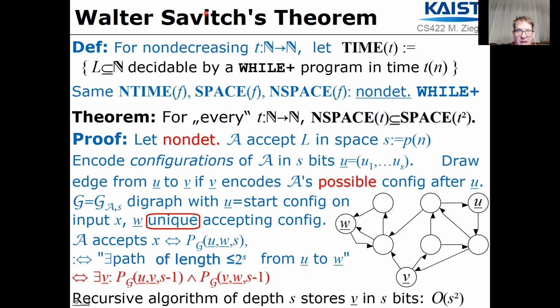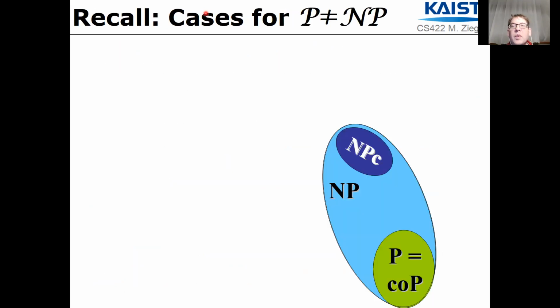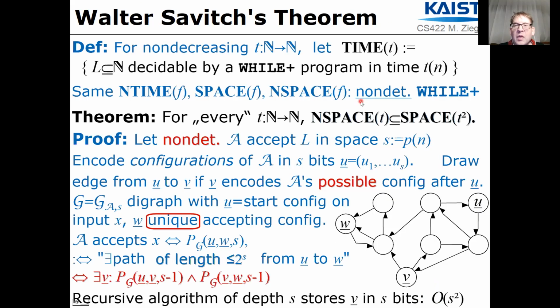And now we want to proceed to another application of the reachability method regarding non-deterministic memory. So the Savitch theorem would relate non-deterministic memory to deterministic memory with a quadratic overhead.